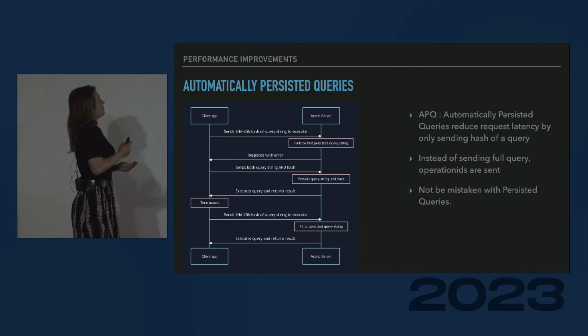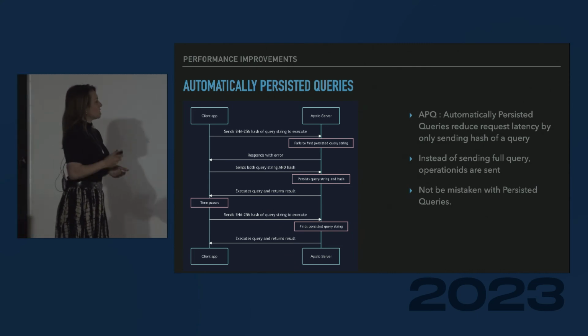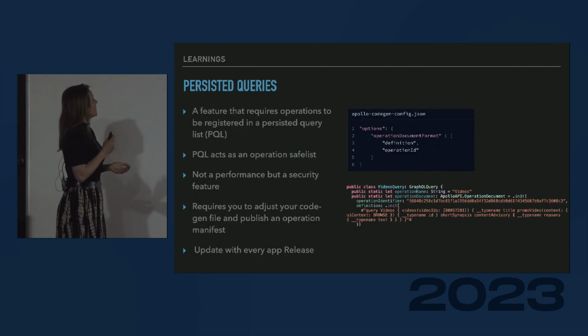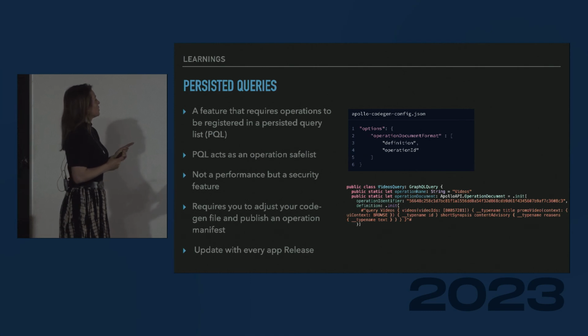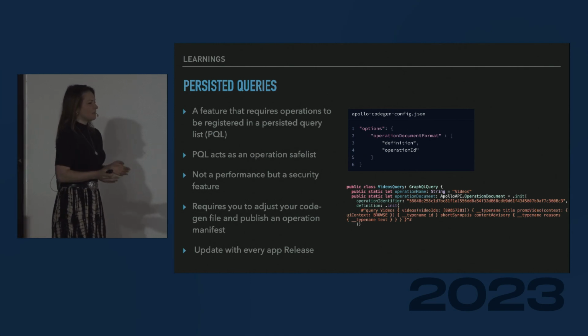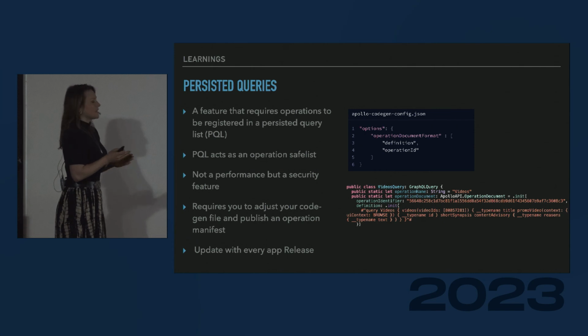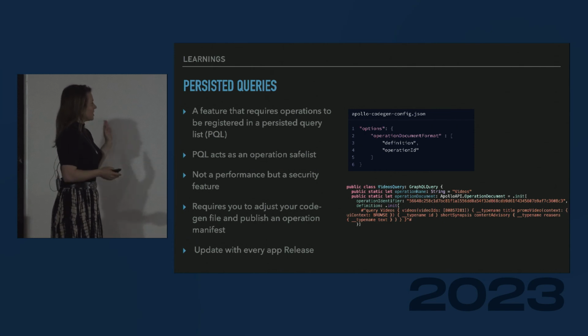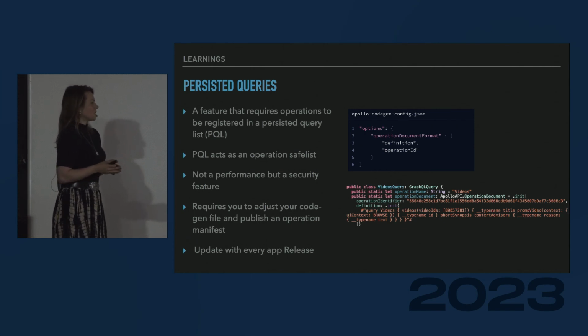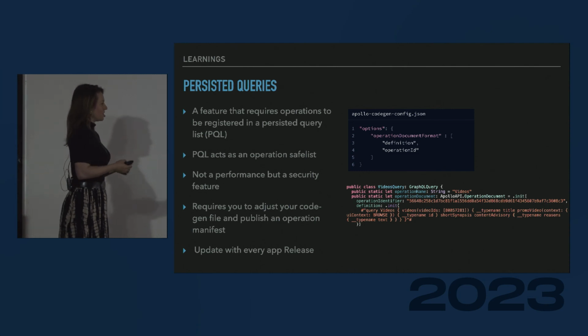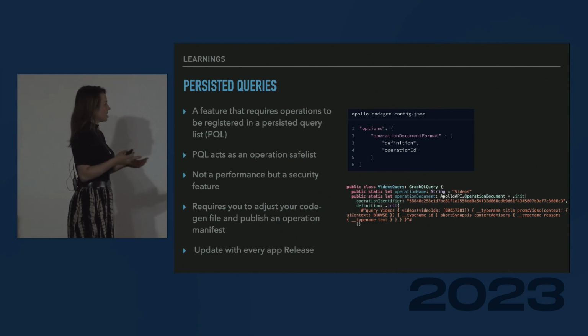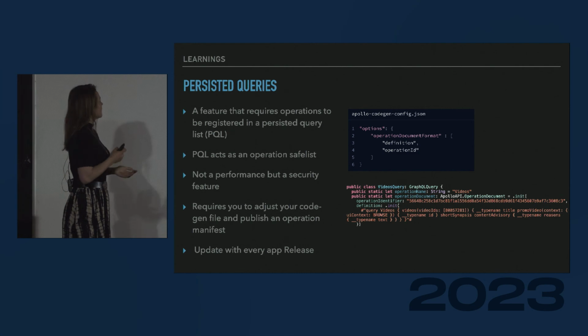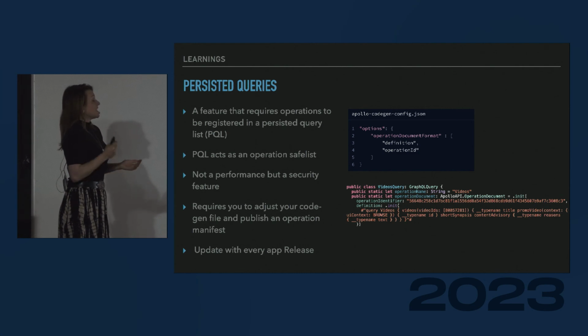But something that you shouldn't mistake it with is something called persisted queries. Persisted queries is a feature that requires operations to be registered in a persisted query language. That is basically a safe list. As I mentioned, you can change your queries and the types in there. Sometimes you want to make sure that you just execute queries that you've written yourself instead of having a bad actor trying to get data. So that is a way you can do this. And as I mentioned, it's not a performance tool, but actually a security feature.